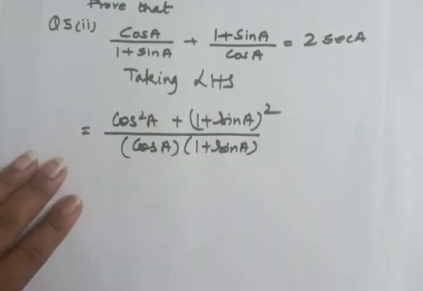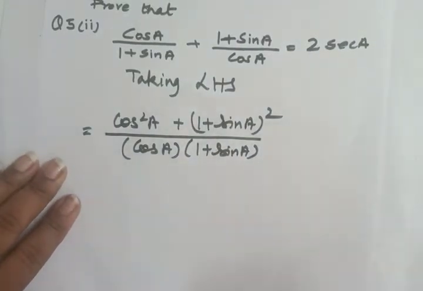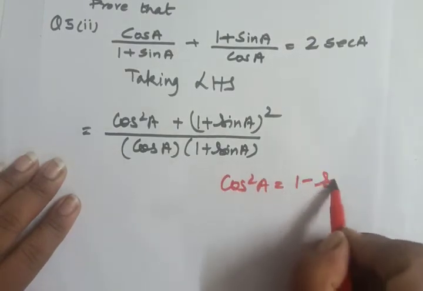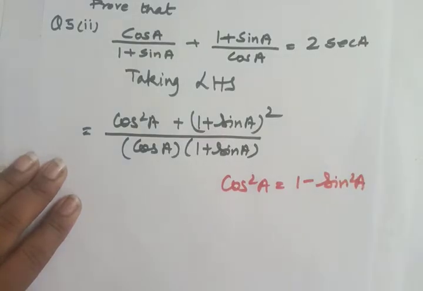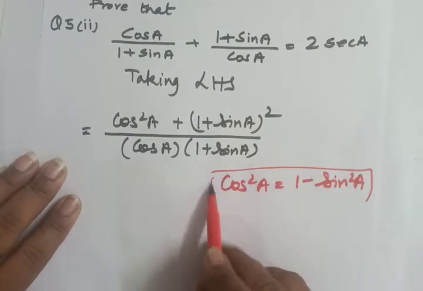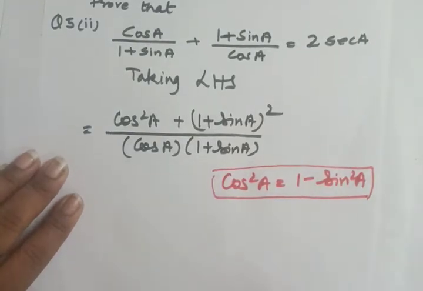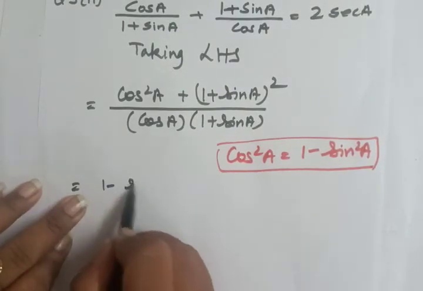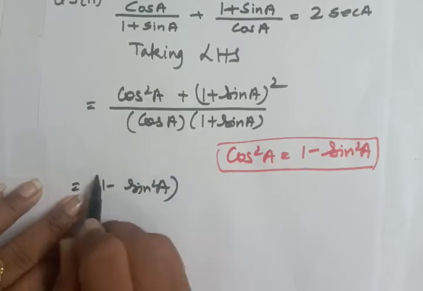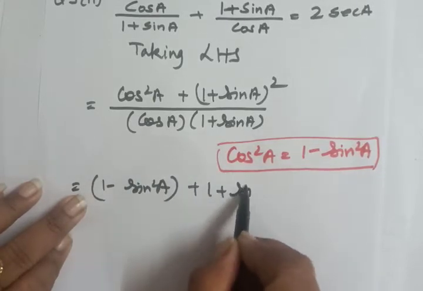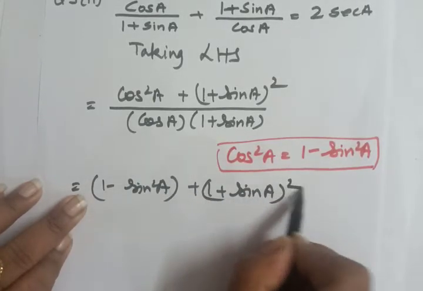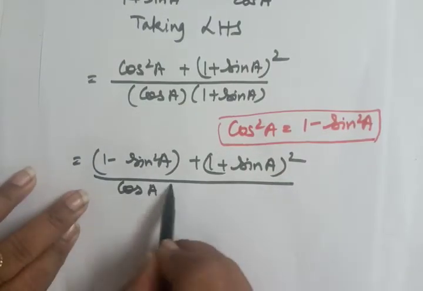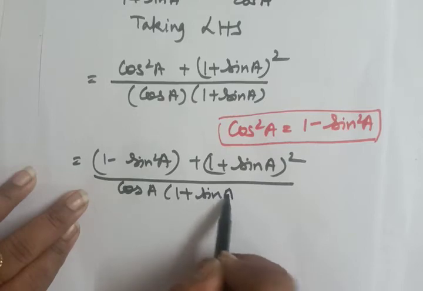Now again we will use the identity. We know that cos square A is equal to 1 minus sin square A. This is the identity that we are going to use here. So instead of cos square A, we will write 1 minus sin square A plus 1 plus sin A whole square upon cos A into 1 plus sin A.